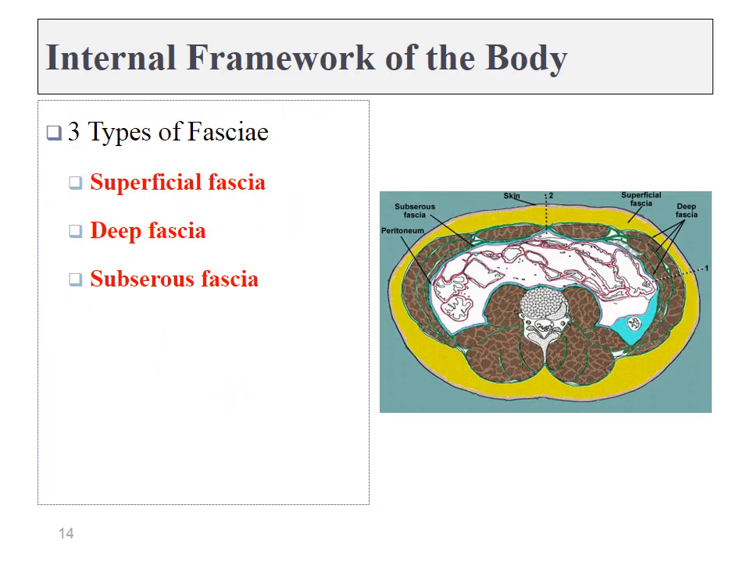We can classify fascia based on their location. There are superficial, deep, and subserous fascia. I do not have any of these on models in the classroom, so you will not be tested on these names in the lab section.